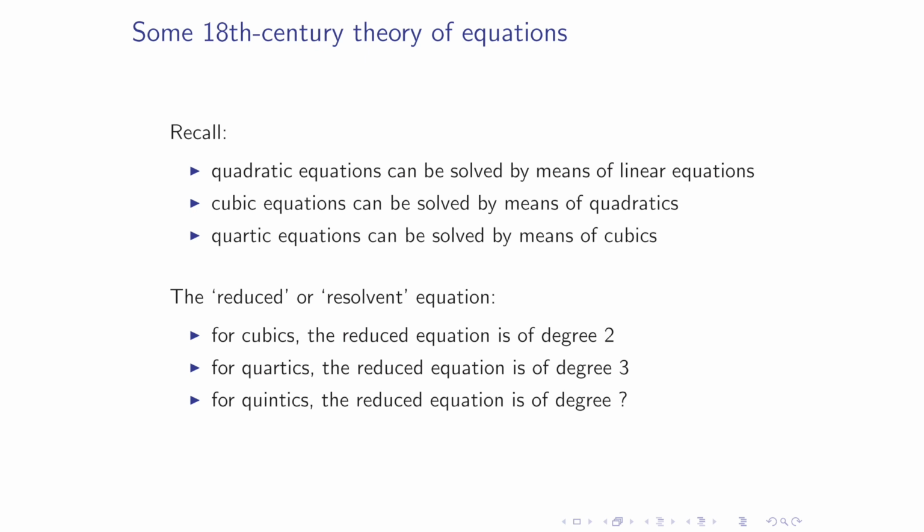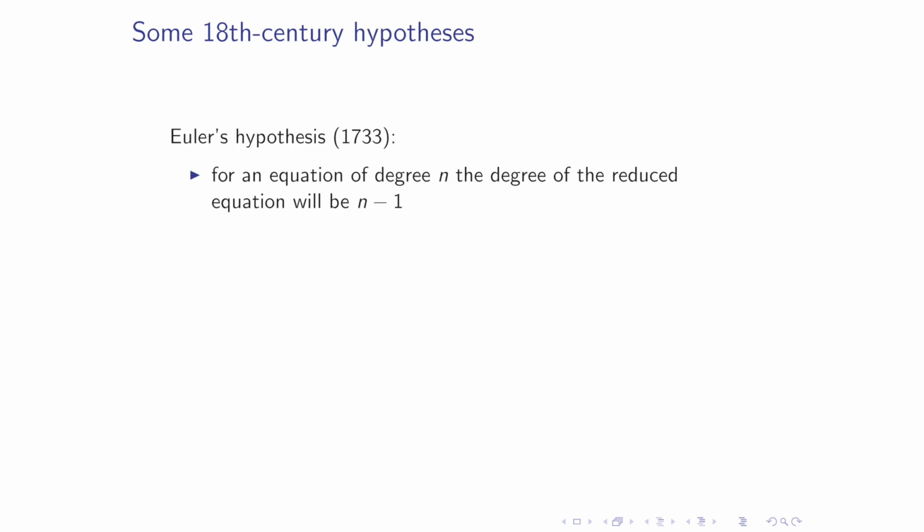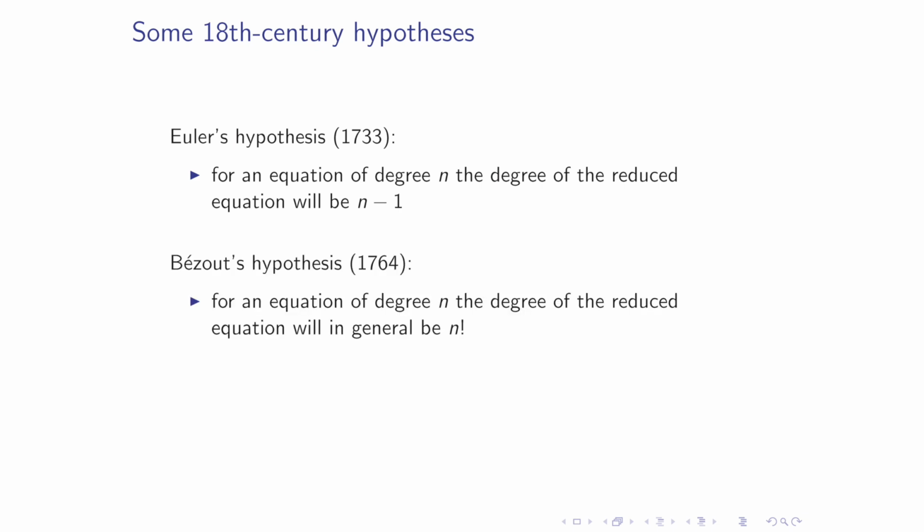We know what we would like it to be, certainly. And this is the direction that Euler goes in. He hypothesizes that for an equation of degree n, the degree of the reduced equation will be n minus 1, just as a hypothesis. Etienne Bezout comes along a little bit later, and he revises this just based on investigating properties of polynomials. He says, well, first of all, the degree of the reduced equation for a polynomial of degree n will in general be n factorial.